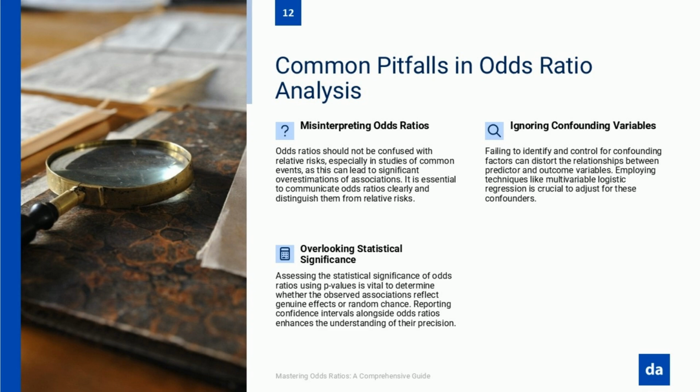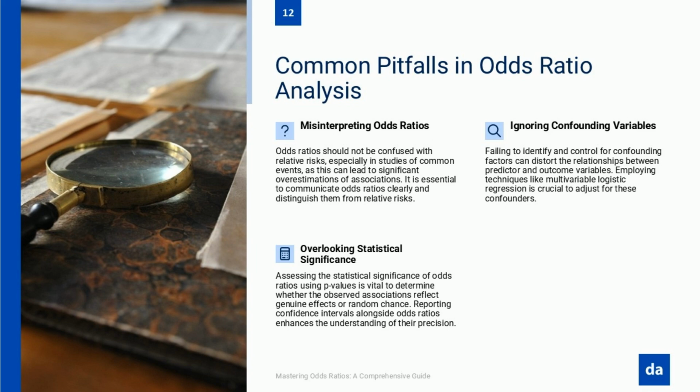To mitigate this issue, data scientists should carefully examine the correlations between predictor variables and consider techniques such as principal component analysis or regularization methods to address multicollinearity. Interpreting odds ratios in case control studies poses unique challenges due to the retrospective nature of these studies.